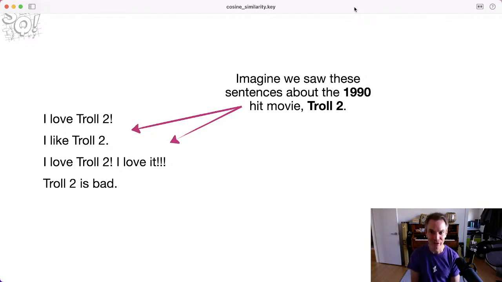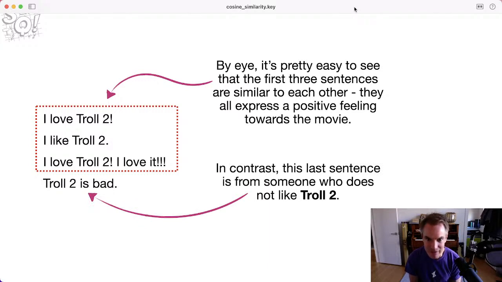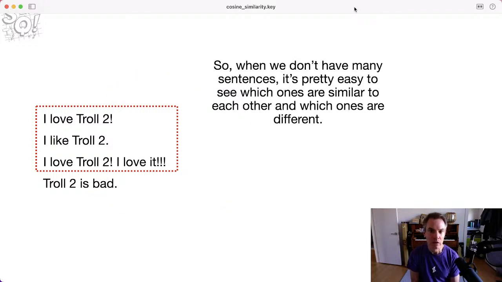So imagine we saw these sentences about the 1990 hit movie Troll 2. By eye, it's pretty easy to see that the first three sentences are similar to each other. They all express a positive feeling towards the movie. Like, we got I love Troll 2, I like Troll 2, and I love Troll 2, I love it. Hooray! In contrast, the last sentence is from someone who does not like Troll 2, and they say, Troll 2 is bad. Wah wah. Party pooper. Anyways, so when we don't have many sentences, it's pretty easy to see which ones are similar to each other and which ones are different.